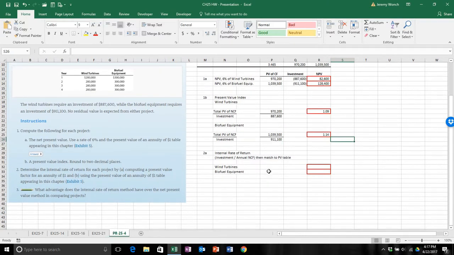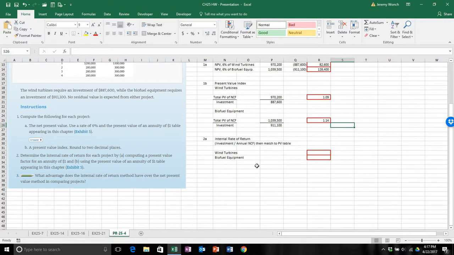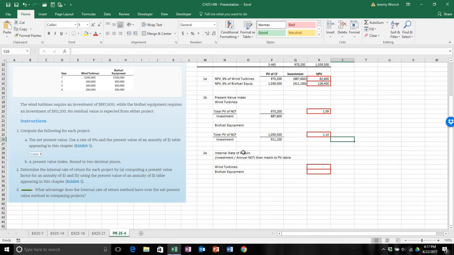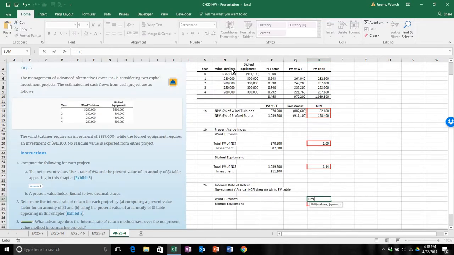So the next tool is the internal rate of return. And so we could calculate this based on the formula where we take the investment divided by the cash flows and then find a table and try to match up the number. But a much easier way to do it is just use the internal rate of return function. So for the wind turbine, we just grab our cash flows and let's take a guess on the rate. I usually use 10%. Returns us with a value of 10% return.